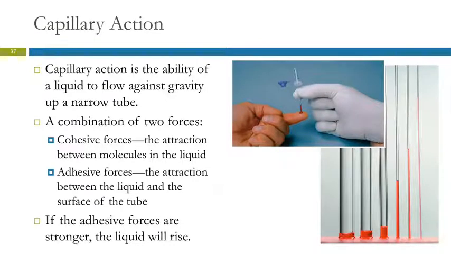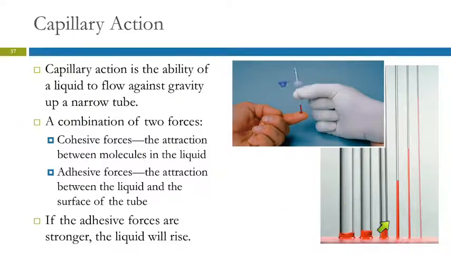Another thing is capillary action. So here we have a person having blood drawn. So, you prick your finger, and there's the blood, and here's a capillary tube, and you touch it to the liquid, and the blood just runs up. Against gravity, how does that work? Well, that's capillary action. Capillary action is the ability of a liquid to flow against gravity up a narrow tube.